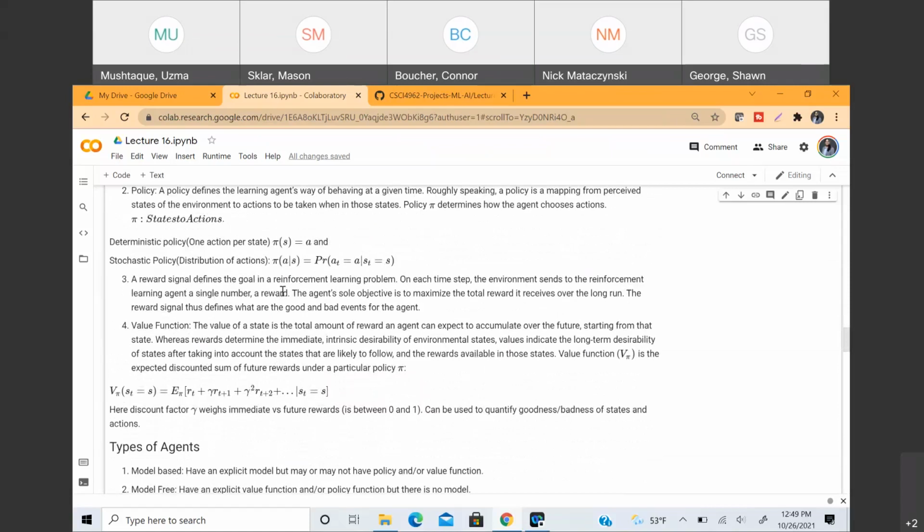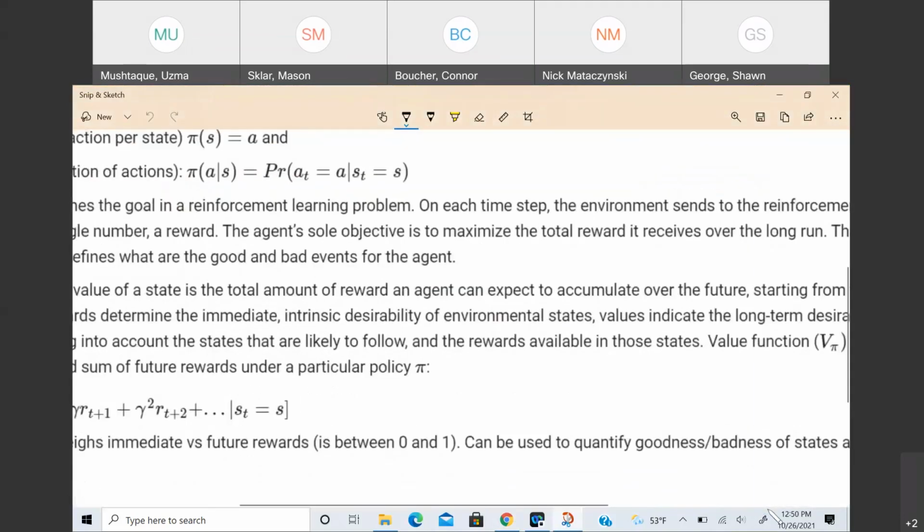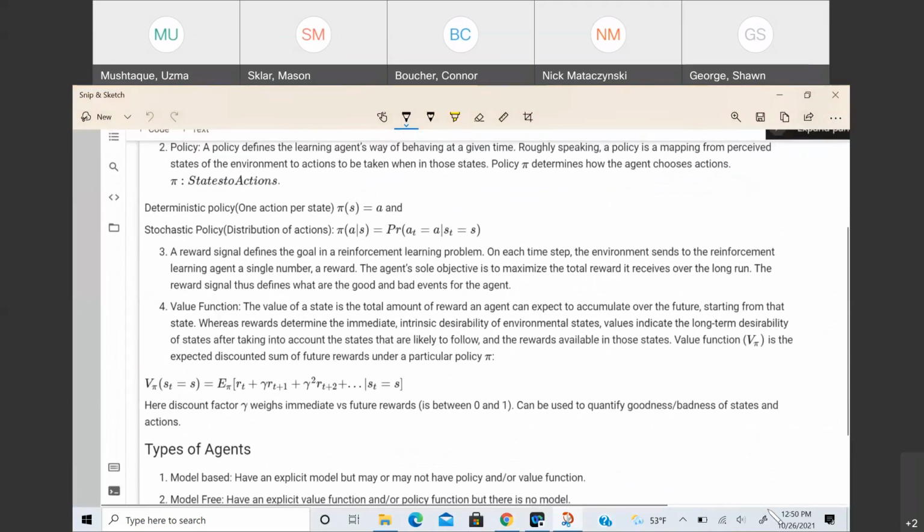The reward signal defines the goal in my reinforcement learning problem. From the perspective of my agent, I'm taking some action and I'm getting some reward, and that reward is guiding my learning process in some ways, right? So in each time step, the environment sends to the reinforcement learning agent a single number, a reward. At every time step, you will have something known as a reward, usually denoted by R sub t.